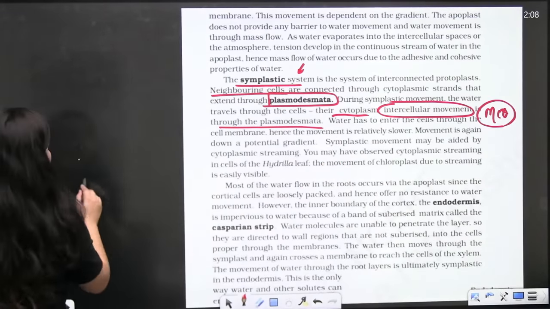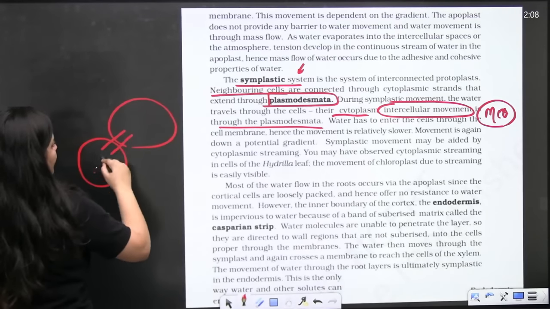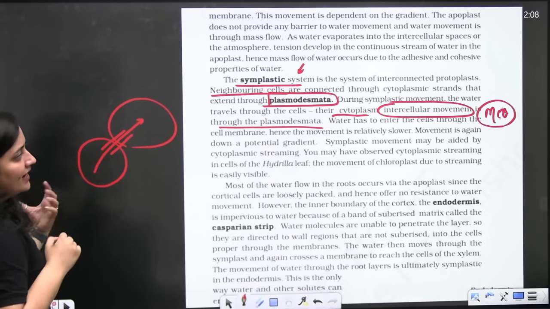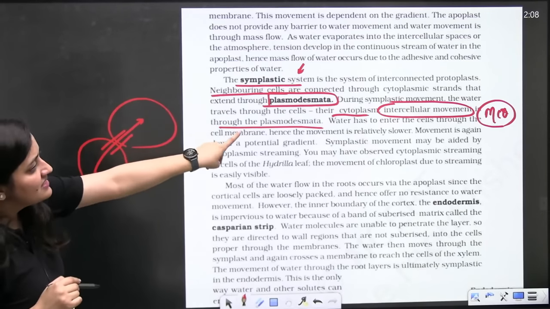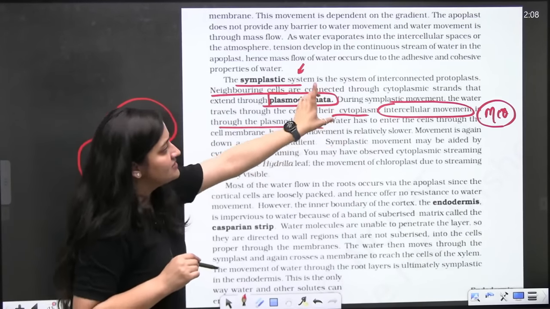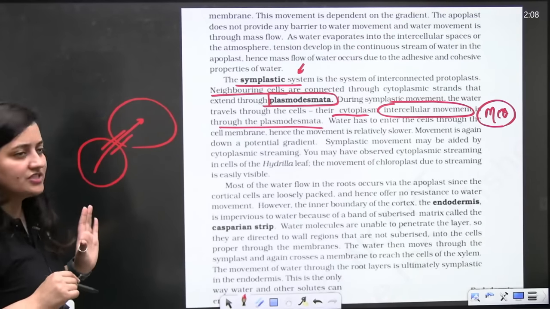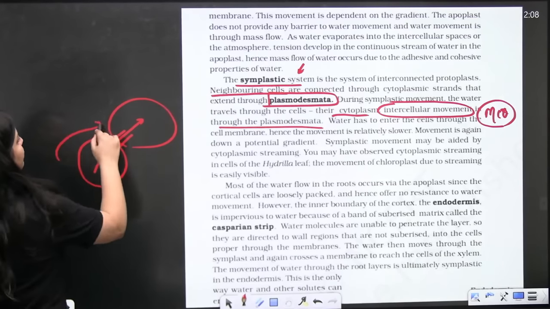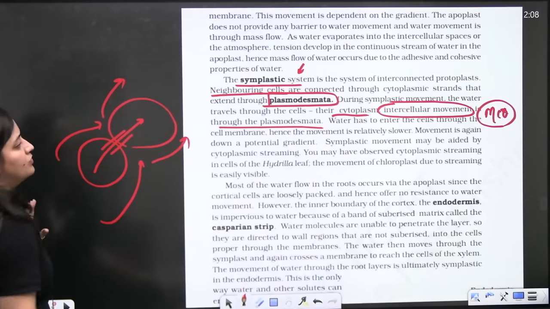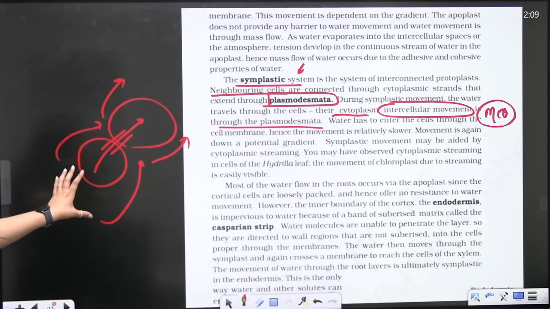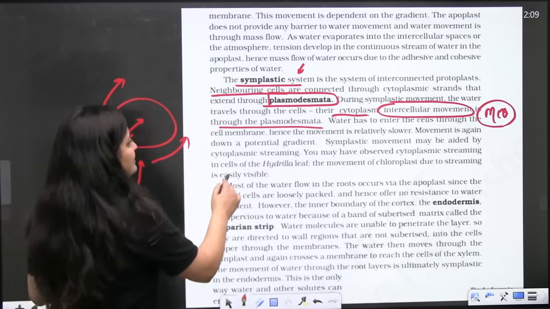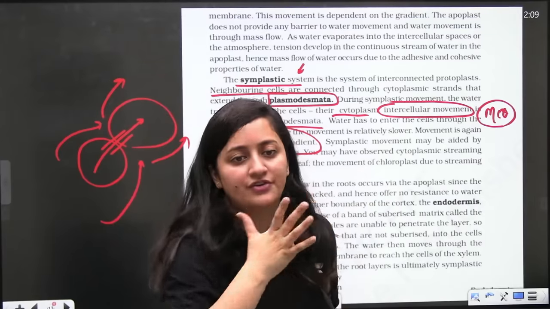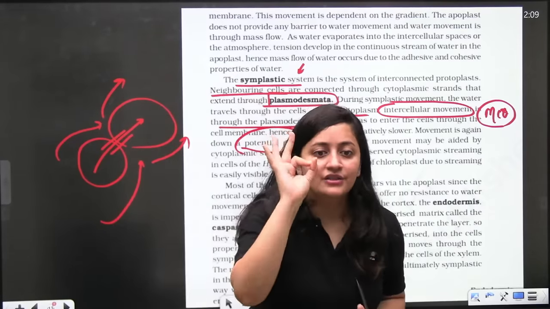Whenever it is symplast, always remember that water movement will be through plasmodesmata. So it is intercellular movement. It is symplastic movement: the water travels through the cell, through the cytoplasm, and intercellular movement is through the plasmodesmata. Clear? In apoplast, it can be extracellular. You can use the word extracellular here. Any doubt? In both scenarios, movement is along the concentration gradient. This is what you need to remember.